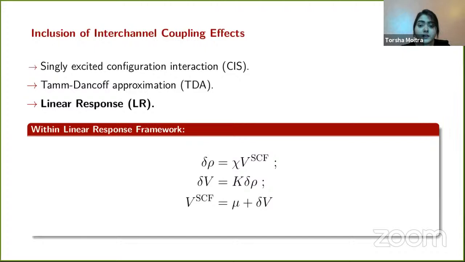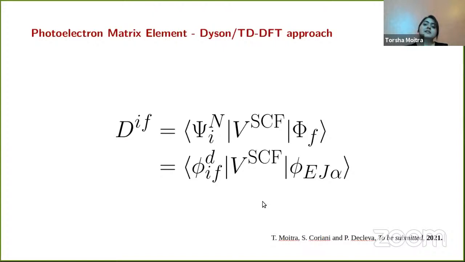Here, delta rho is the first order change in the electron density induced by the potential, and chi is the electric susceptibility, and delta V is the first order change in the potential induced by the change in the electron density, and K is the linear kernel connecting the two. In this situation, the full potential is given as the sum of the external perturbing potential mu and the response potential delta V. Now, within our Dyson TDDFT approach, the photoelectron matrix element looks quite similar to that of the Dyson DFT approach, the only difference being that the mu term is now replaced by the full VSCF potential.